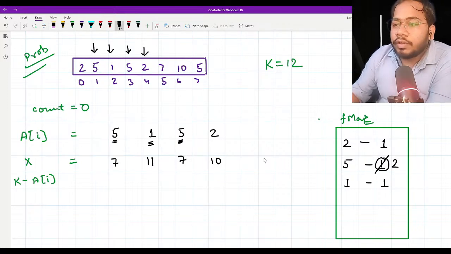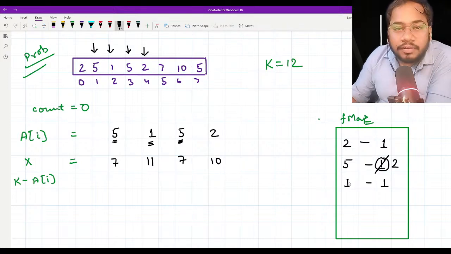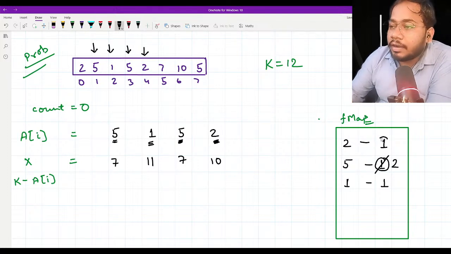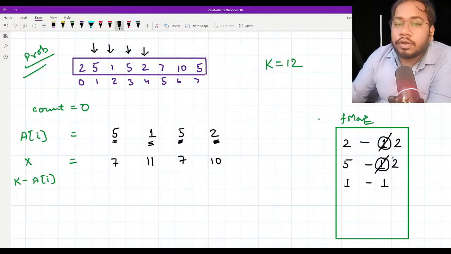For 2, we are searching for 10. Is 10 present in the frequency map? No. If that is not the case, put this 2 in the frequency map. It is already present, so what you will do? You will increment it. You will not put it again. You will increment the frequency.